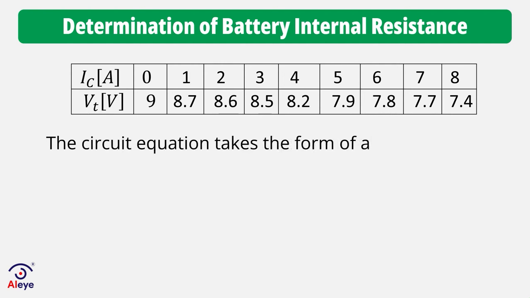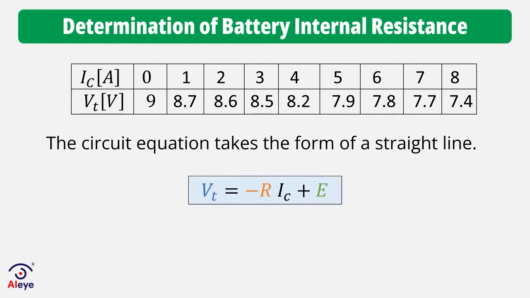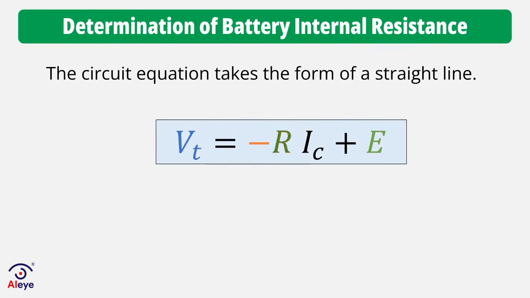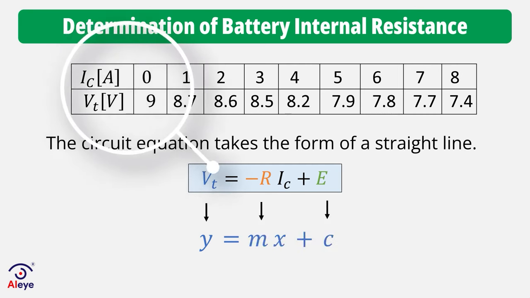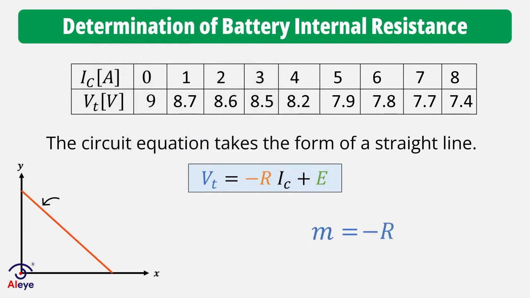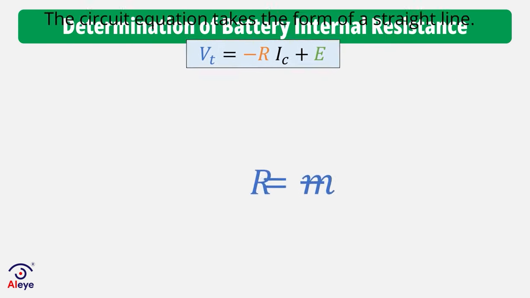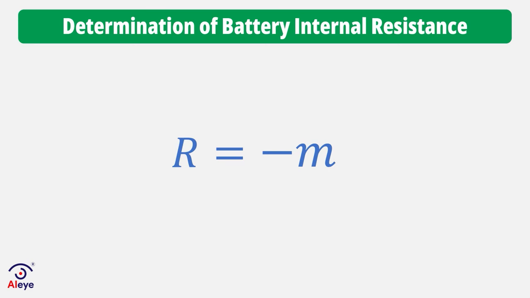Take a look at the circuit equation. Here, R and E are constants. IC and VT are variables. The circuit equation takes the form of a straight line, or y = mx + c. If we use the collected experimental data to find the equation of the straight line, we will know m. Then the internal resistance, R, can be found as R = -m.